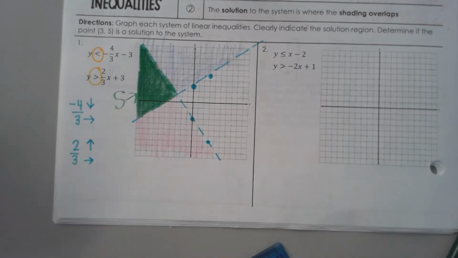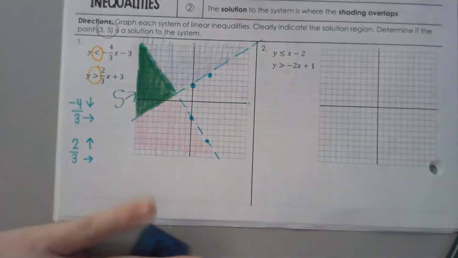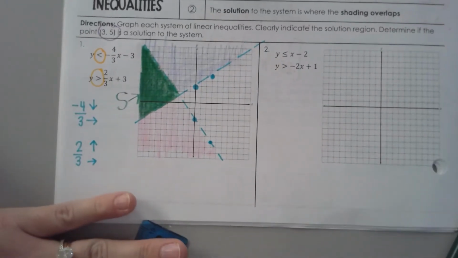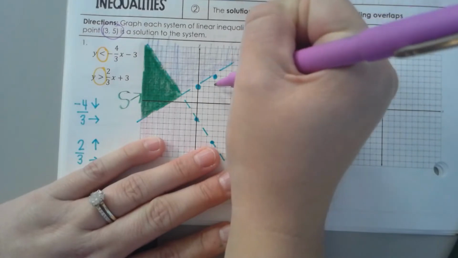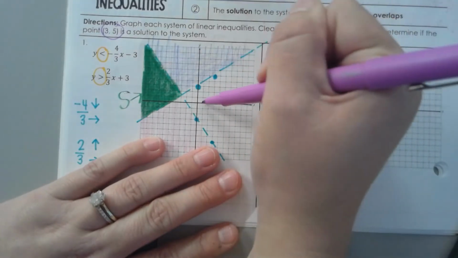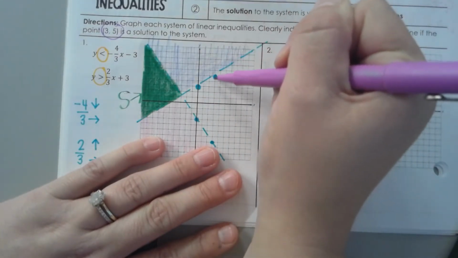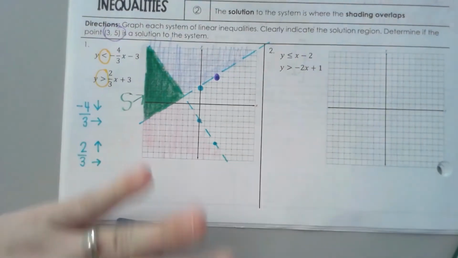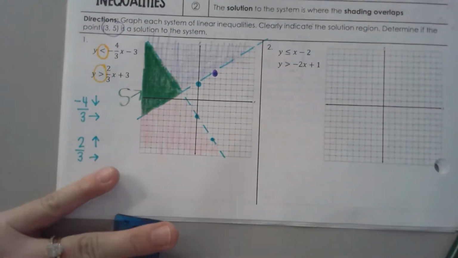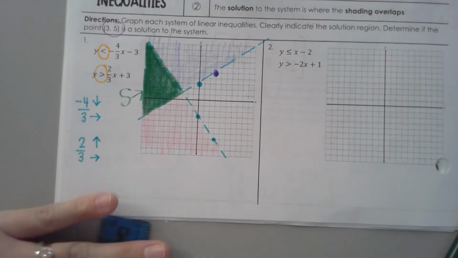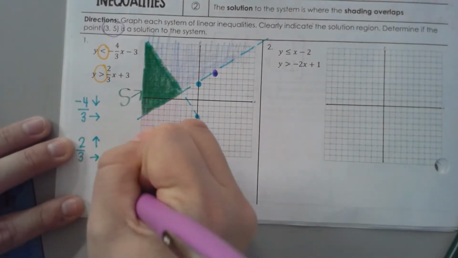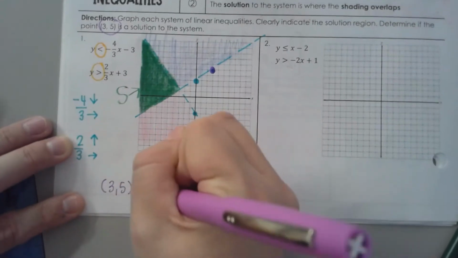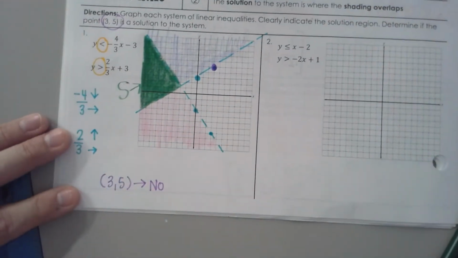Now in the directions I said determine if the point 3, 5 is a solution. So the point 3, 1, 2, 3, 1, 2, 3, 4 is actually this point right there. Is that a solution to the system? No, because it did not fall in the green region. So 3, 5 would be no.